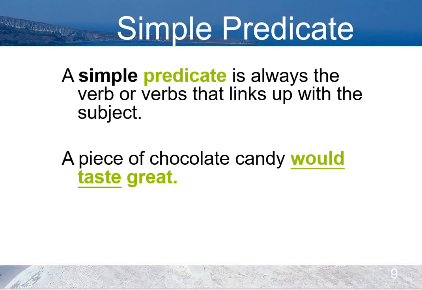Simple predicate. Previously we talked that besides subject, the remaining part of the sentence is called predicate. But now we are going more specific to find out the simple predicate. A simple predicate is always the verb or verbs that link up with the subject. A piece of chocolate candy would taste great. Only auxiliary verb and verb, they would be simple predicate. In this example, would taste is simple predicate.